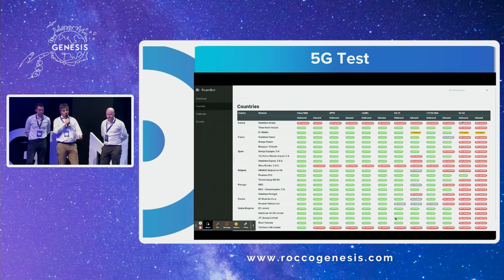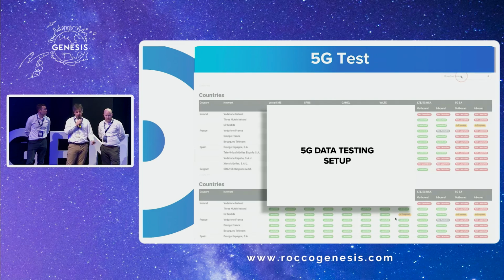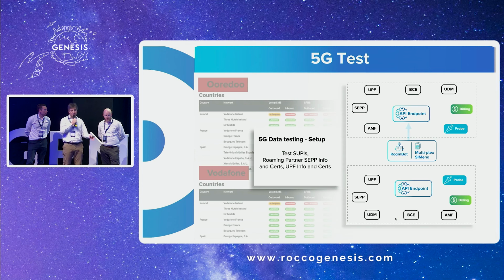So if we look at what it would be for a tester to have the test end-to-end, here in this example, Ooredoo will want to test with Vodafone Ireland, so they request the test. Then RoamBot takes over, automation takes over. RoamBot asks the API of the vPMN to implement the test SUPIs in the AMF, and the SEPP and UPF information of the home PMN certificates, then it's confirmed. Then RoamBot does the same on the home PMN, asking the test SUPIs to be implemented for roaming, plus the information in the SEPP and UPF of the certificates of the vPMN, and then it's confirmed.